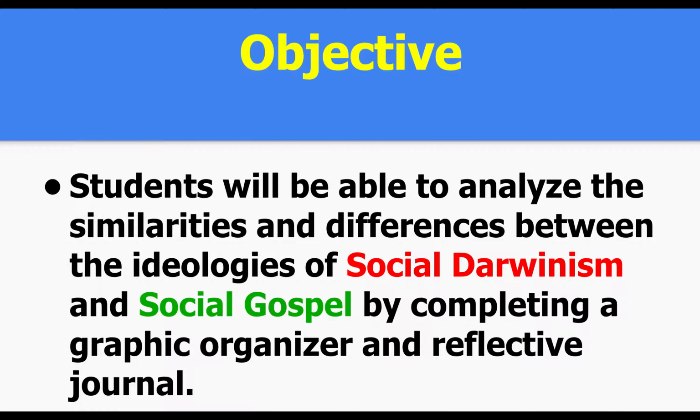So the objective for this lesson: we are going to be able to analyze the similarities and differences between the ideologies of social Darwinism and social gospel. So you're going to be comparing and contrasting these two. You're going to be doing this by completing a graphic organizer that I have created and posted for you. And you're going to be completing a reflective journal at the very end of the lesson.